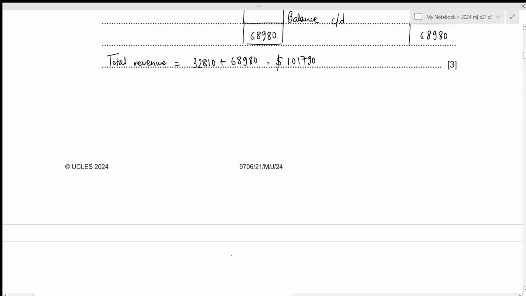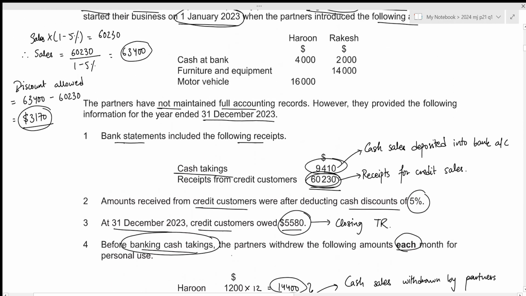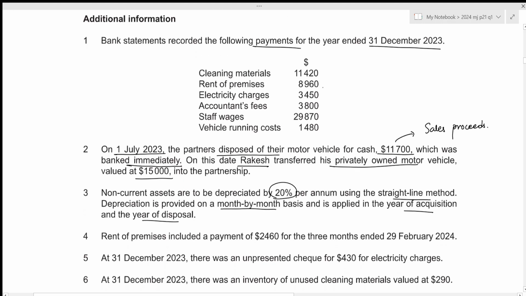So let's take a look at the net book value at the start of the year. Motor vehicle was firstly introduced by Harun and its net book value at the start of the year was 16,000 and we disposed it at the date of 1st July 2023. So it means that we used that particular motor vehicle for the months of January, February, March, April, May and June. So we used it for 6 months. We need to charge the depreciation on these 6 months for the existing motor vehicle. So this is for the disposed motor vehicle.